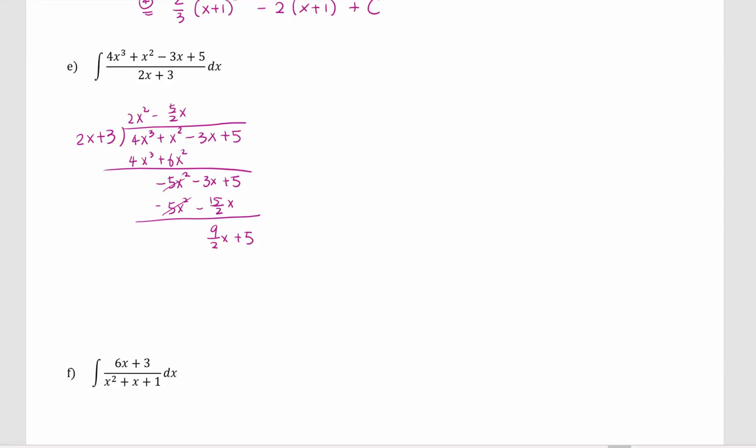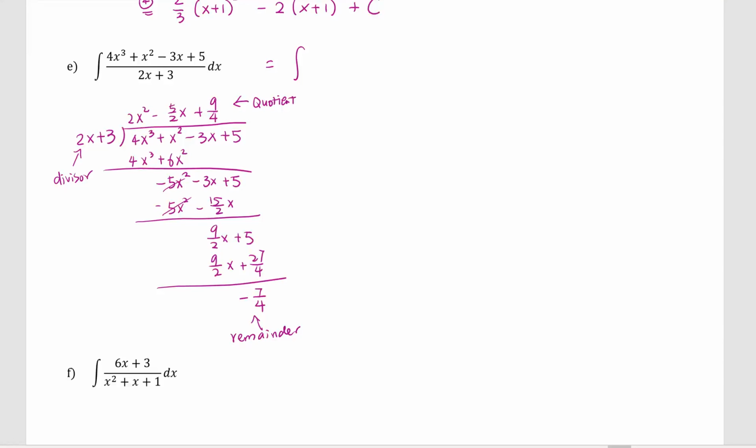Okay, and what multiplied by 2x to get 9 over 2? Well, that is 9 over 4. So then we have 9 over 2x plus 3 times 27 over 4. 5 is like 20 over 4. So we get negative 7 over 4. Okay, so our integral becomes, okay, so we have, this is the quotient. This is the divisor. This is the remainder.